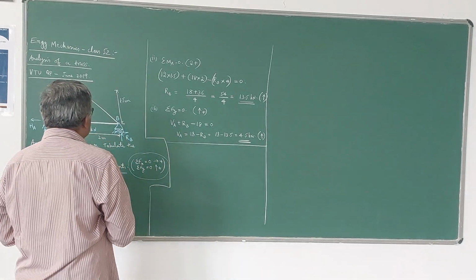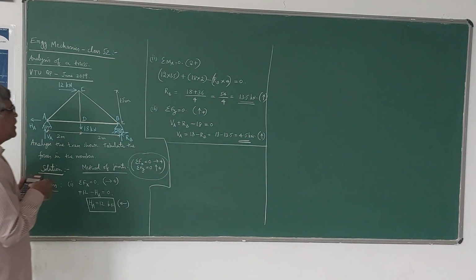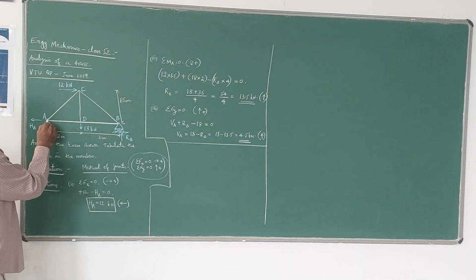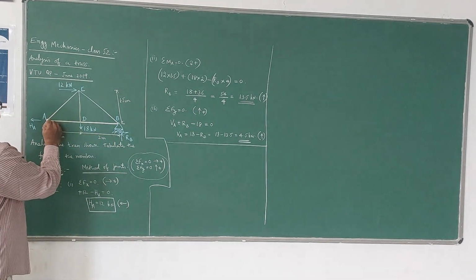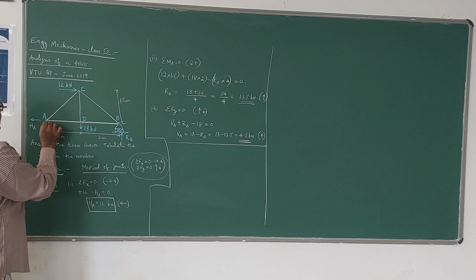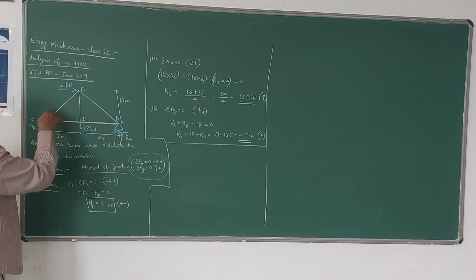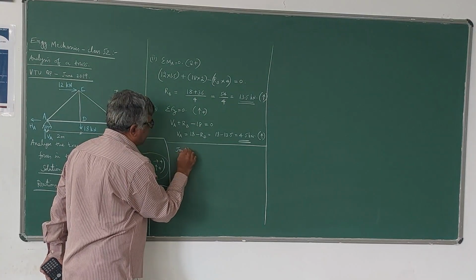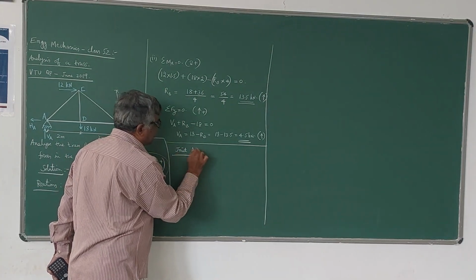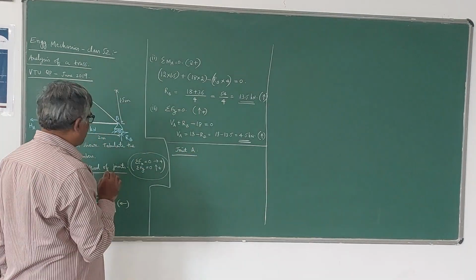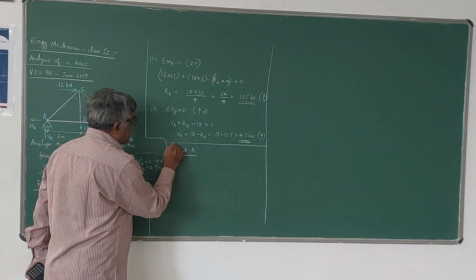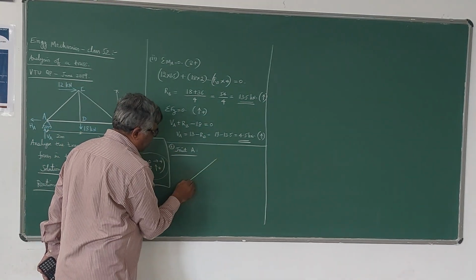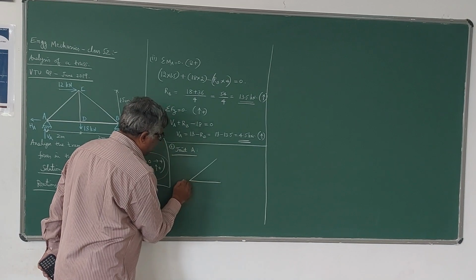So now let us consider this diagram. Here I can take joint A or joint B, because at joint A, CA is one member and AD is another member. Only two members are meeting. So first I consider joint A. To find the forces in the members, I consider joint A first. So here I am drawing the free body diagram of the joint now. So this is joint A.